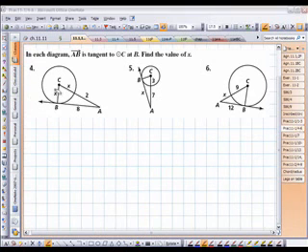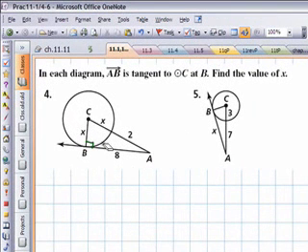Okay, over here, again, we've got a radius and a tangent, so therefore this is a right angle. So now we can use the Pythagorean theorem. We can say a squared, which is going to be this x here, plus b squared, so 8 squared, is equal to c squared, which is (x plus 2) quantity squared.